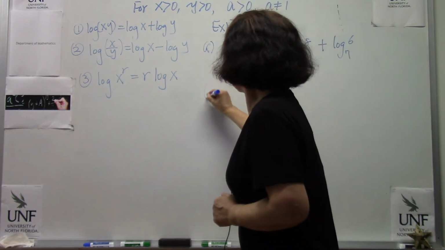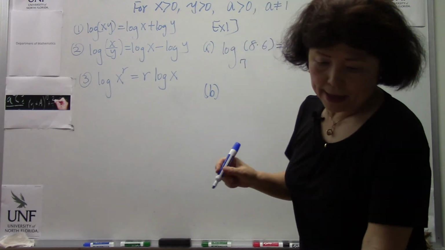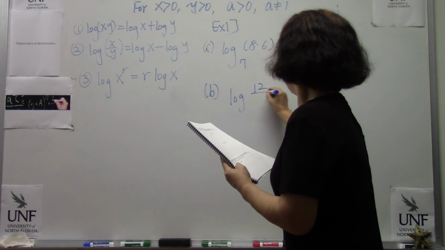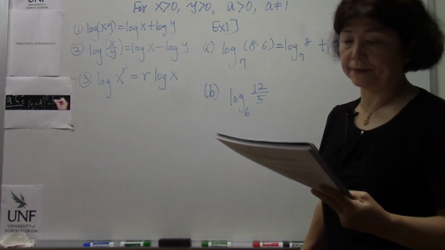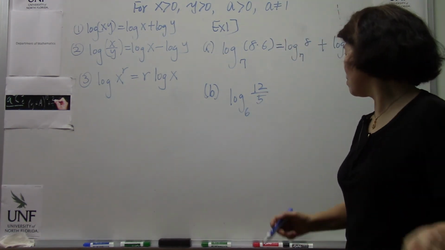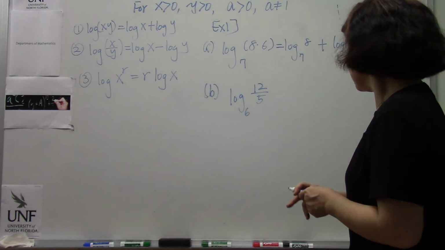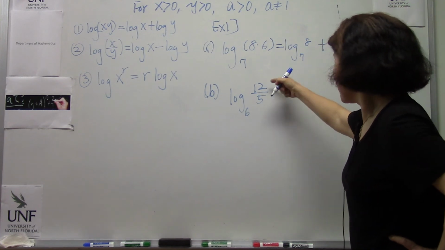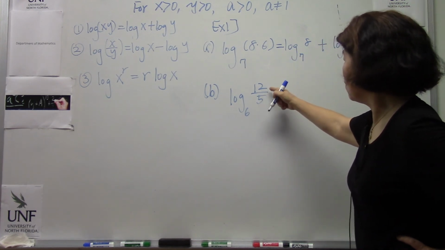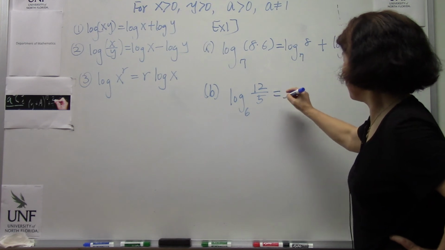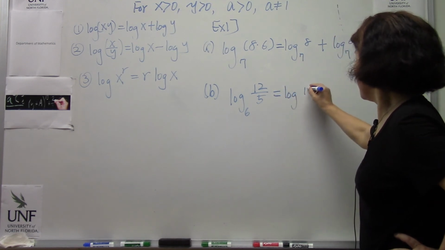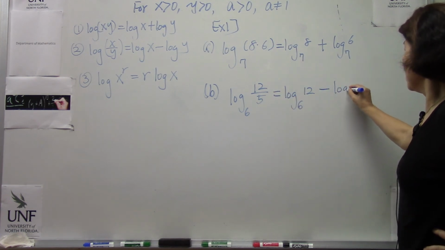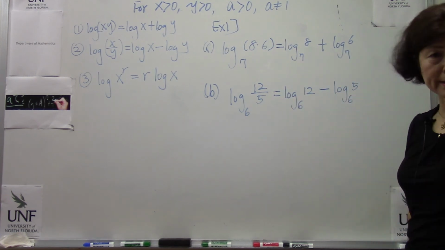The next one is B: log of 12 over 5 to base 6. Again, 12 over 5 is 2.4, but we are not asking you to compute that. Instead you look at this as a quotient, so we can separate it. So log 12 to base 6, division, so subtract log 5 to base 6.